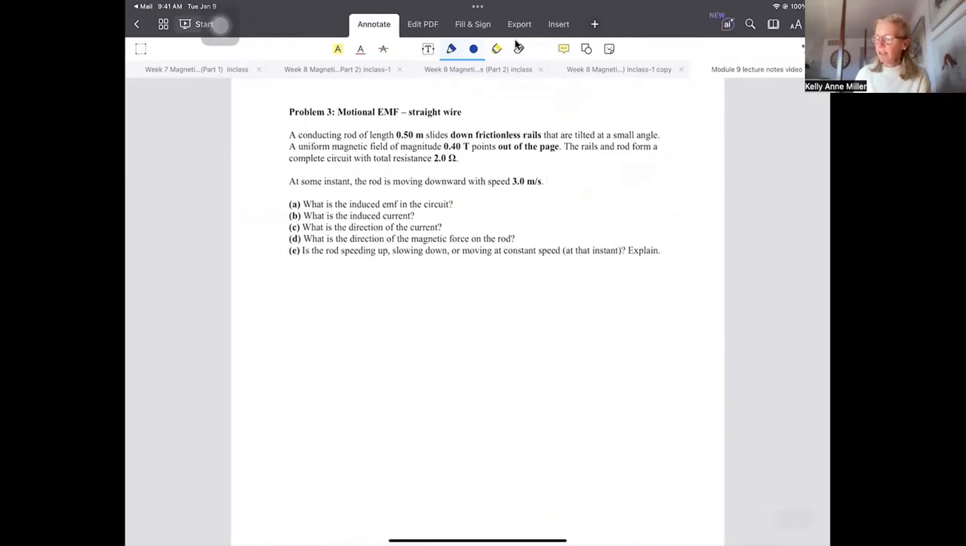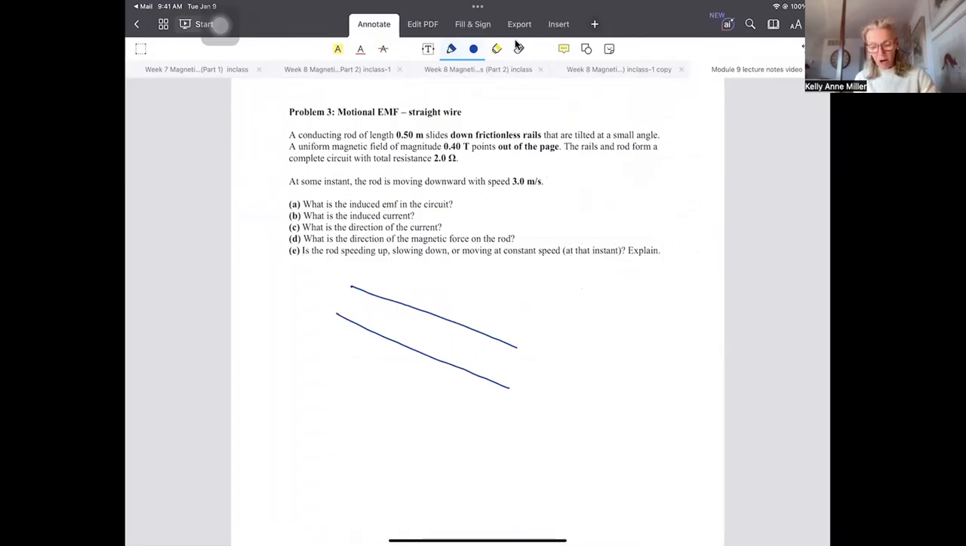Okay. Third question. And these questions are all the same, really. It's all variations on the same theme. So here we've got a conducting rod of length 0.5 meters that slides down frictionless rails that are tilted at a small angle. Okay, so let's say that these are the rails.